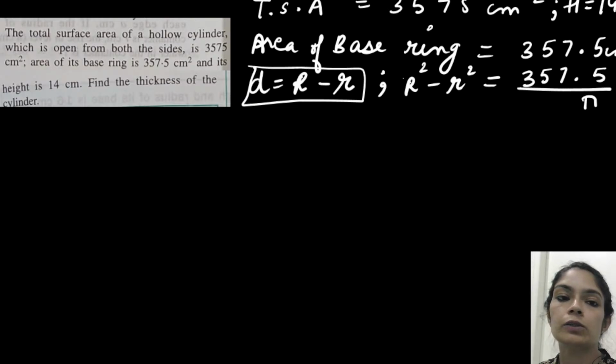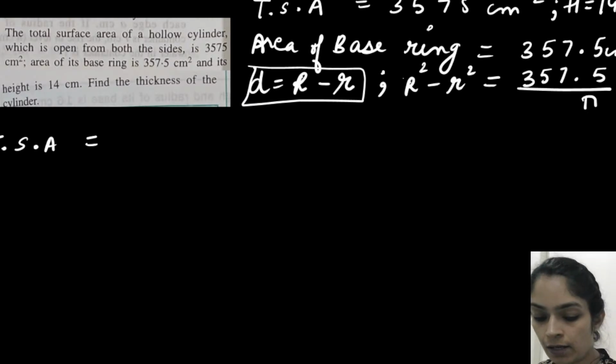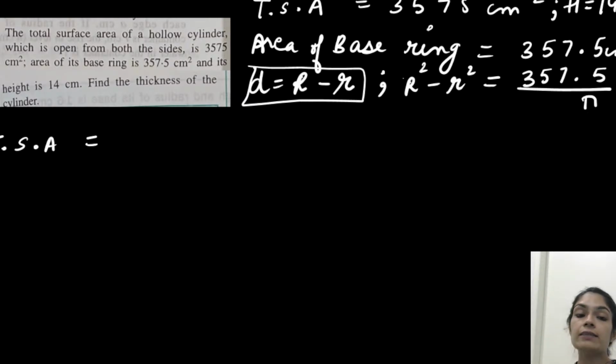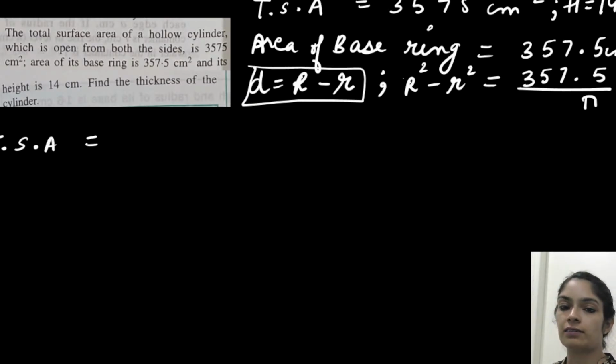Now another thing. Two things are given to us, total surface area and area of base ring. We made use of the area of base ring. Now let's use total surface area, the total surface area of hollow cylinder. Okay, tell me what is the formula of total surface area of hollow cylinder? Let's see who will give this answer.